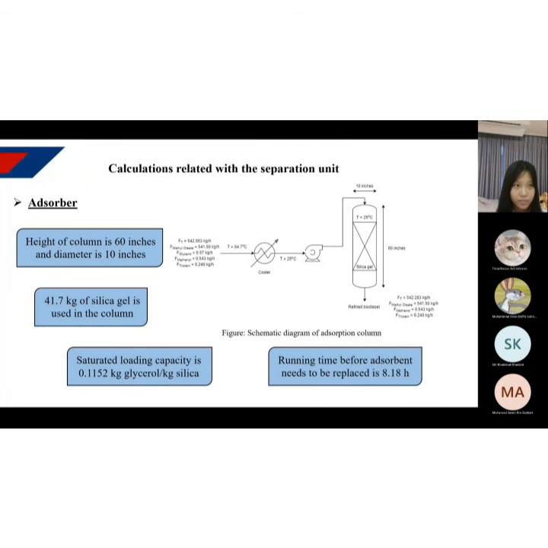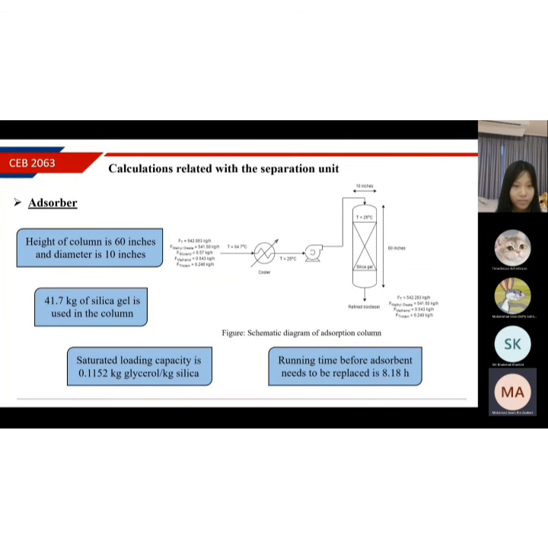Next slide. After the evaporator, the crude biodiesel is then passed through an adsorption column filled with silica gel as the adsorbent. The adsorption column is assumed to have a height of 60 inches and a diameter of 10 inches. 41.7 kilograms of silica gel is used with a saturated loading capacity of 0.1152 kg of glycerol per kg of silica. The breakpoint time of the column is 8.18 hours, which means that the adsorbent needs to be replaced about once every 8 hours of operational time.